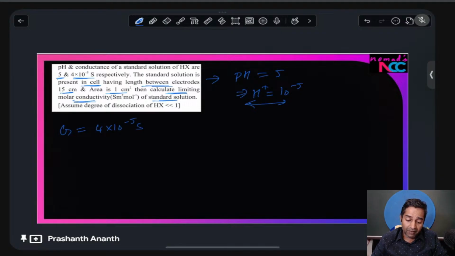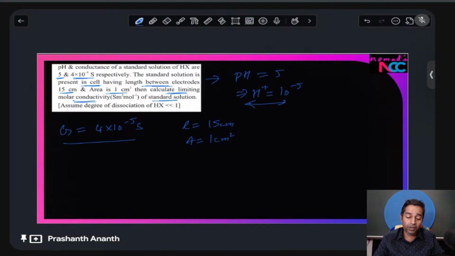Okay, having cell length between electrodes, they are giving us L by A over here. So L is given as 15 centimeters, A is given as 1 centimeter squared. Calculate the limiting molar conductivity of the standard solution. Alright, so how do we proceed over here?